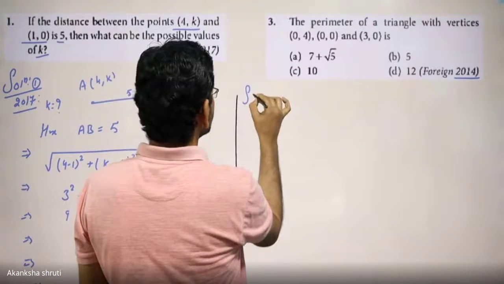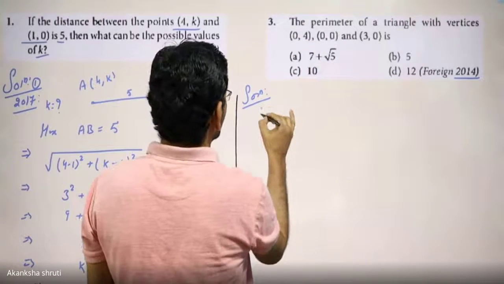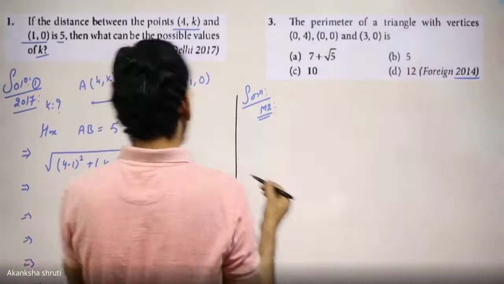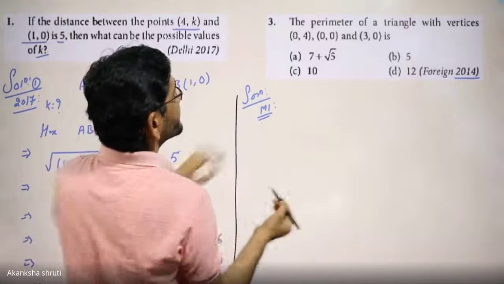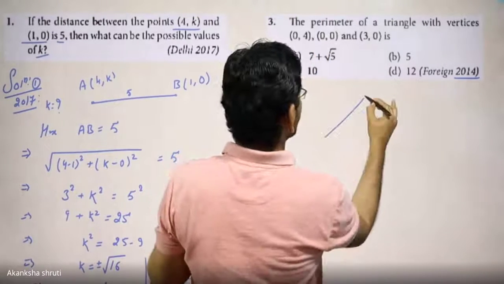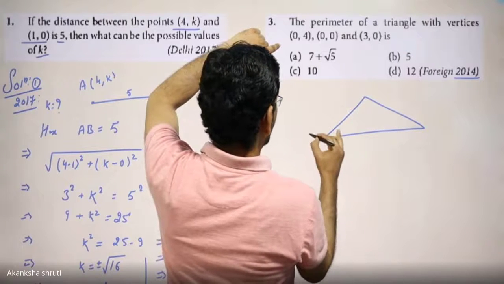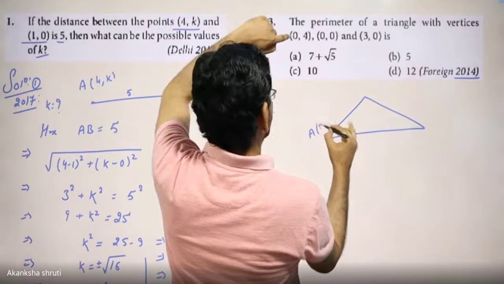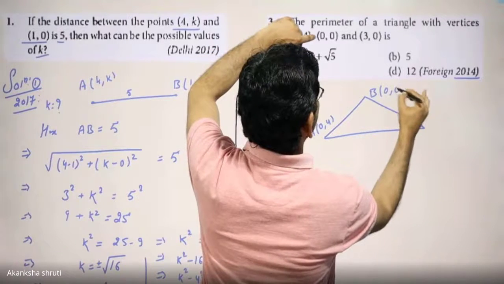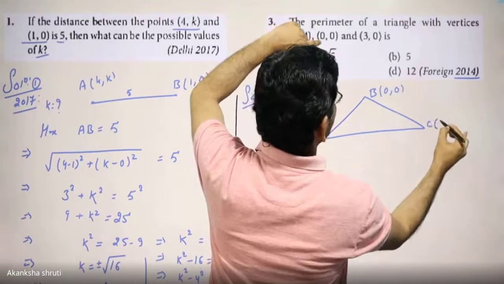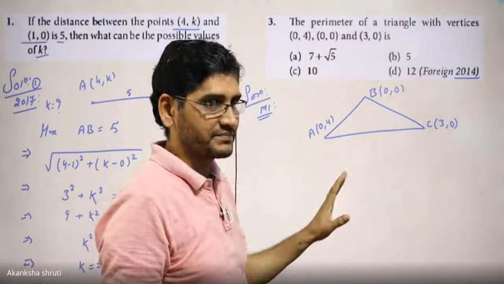Let us consider the first method, the most general method, where these coordinates may not be as suitable as given here. Students, the first thing is to draw a rough diagram. Take the points as A, B, C. Let us consider the point A as (0, 4), mark this as B, (0, 0), and mark this as C, (3, 0). Students, this is the general way I am explaining to you.